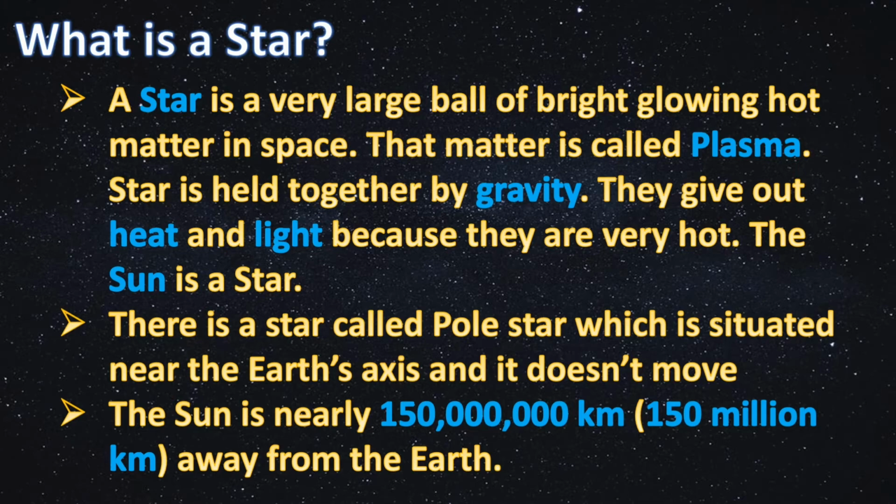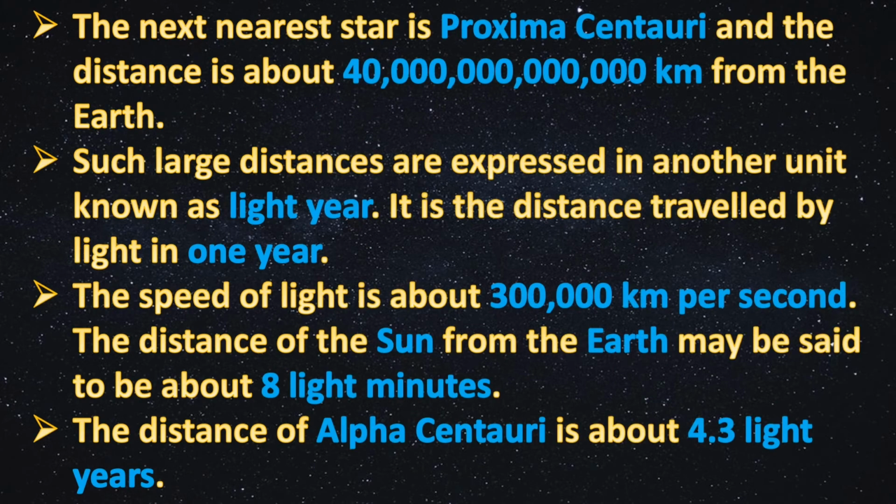The sun is nearly 150 million kilometers away from the Earth. The next nearest star is Proxima Centauri and the distance is about 40 trillion kilometers from the Earth. Such large distances are expressed in another unit known as light year. It is the distance travelled by light in 1 year. The speed of light is about 300,000 kilometers per second. The distance of the sun from the Earth may be said to be about 8 light minutes. The distance of Alpha Centauri is about 4.3 light years.